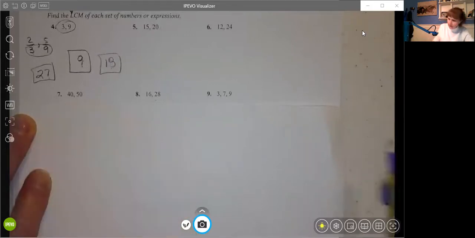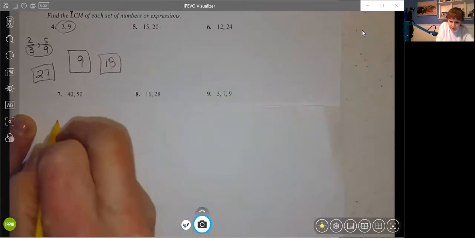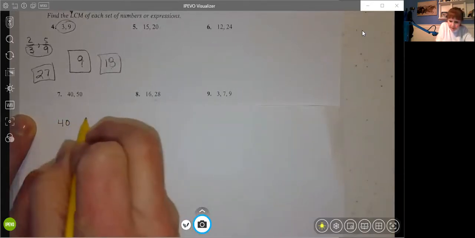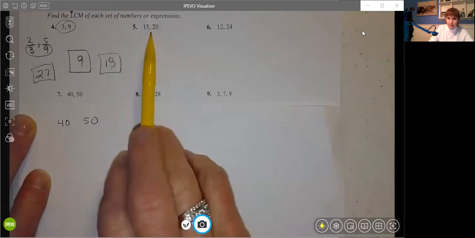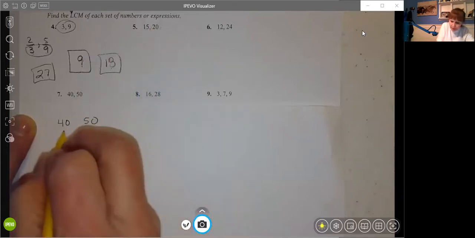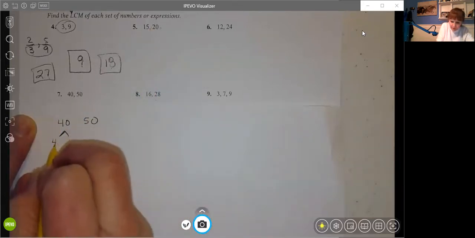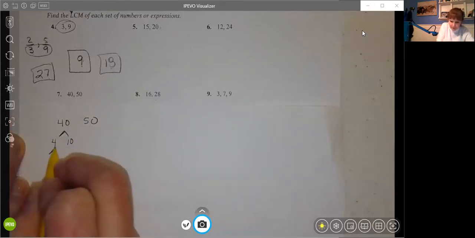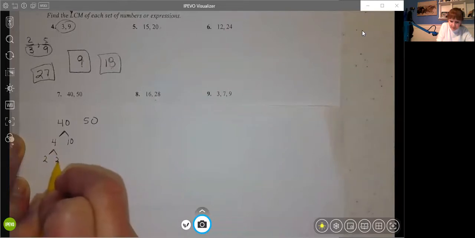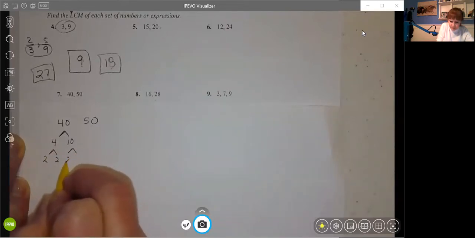All right, we're going to take 40 and 50, and we're going to divide it into primes and use the method that we used here on number 5. So I'm going to break it into primes. 4 times 10, okay? Neither one of those are primes. 2 times 2. 2 times 5.